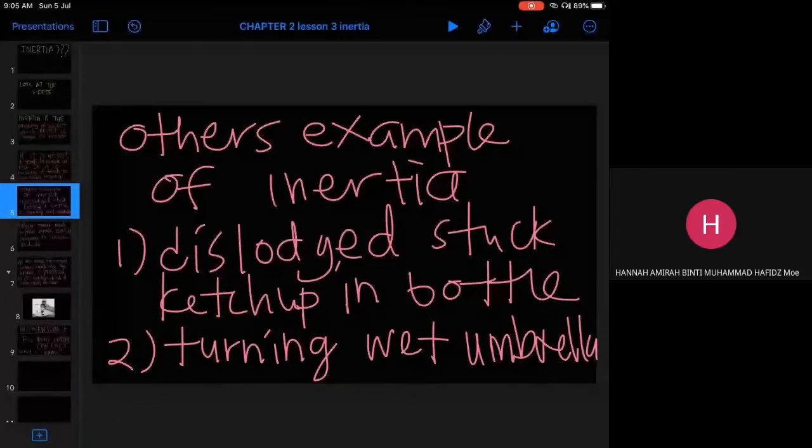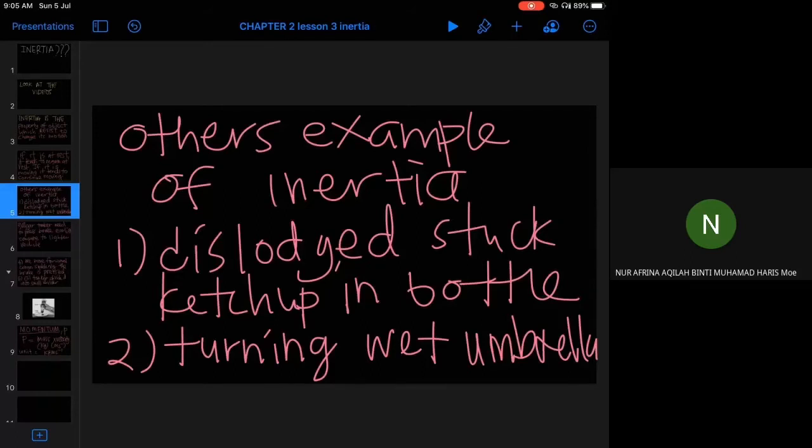Sebenarnya itu bukan cara yang betul. So sebab kicap sos tu dia ada inertia dia tau. So what must you do is you're moving the bottle forward and you make a sudden stop. Faham tak maksud saya? You're moving the bottle forward dengan laju and you make a sudden stop. So kita tipu kicap tu, kita tipu sos tu.